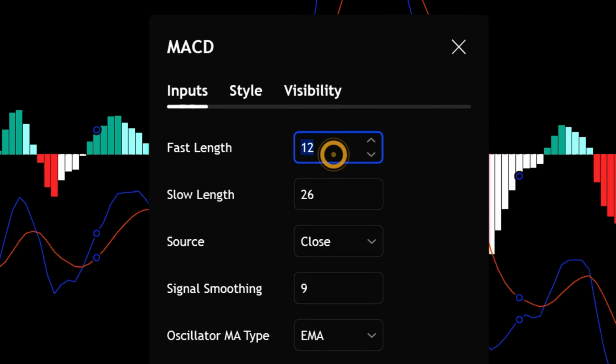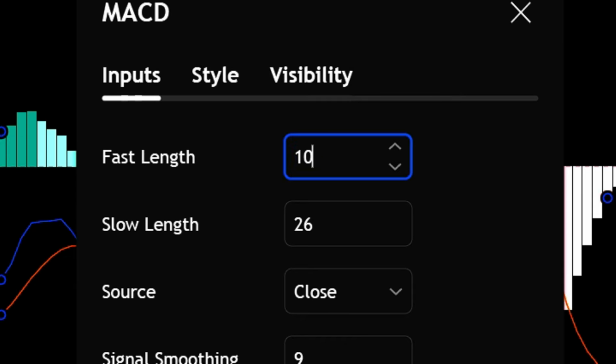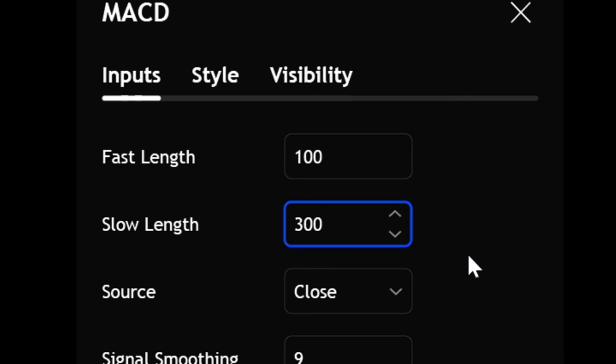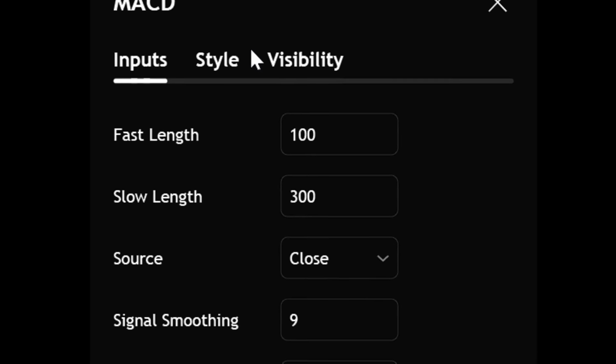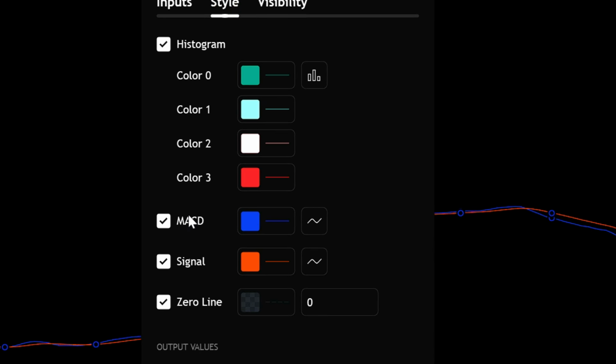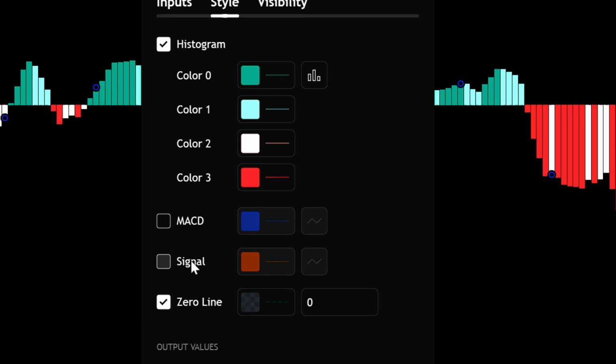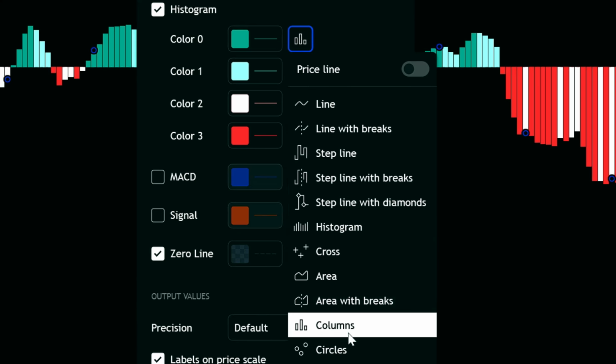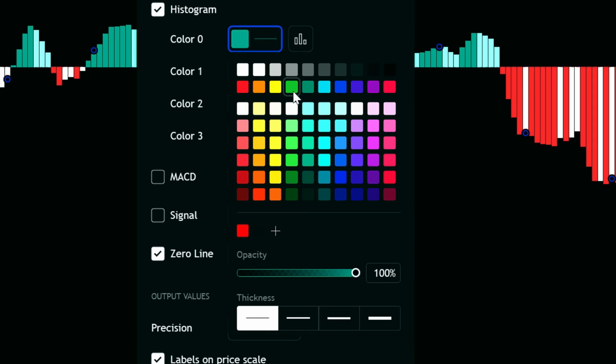You change the fast length to 100. Then change the slow length to 300. And then in the style settings, you turn off everything. The signal line, the MACD line, everything. Just leave the histogram. These settings transform it from a noisy mess into a clean, powerful gauge of momentum.